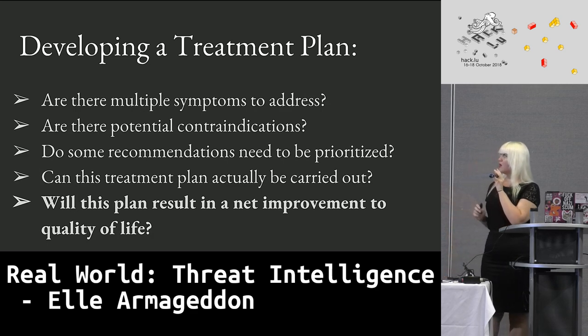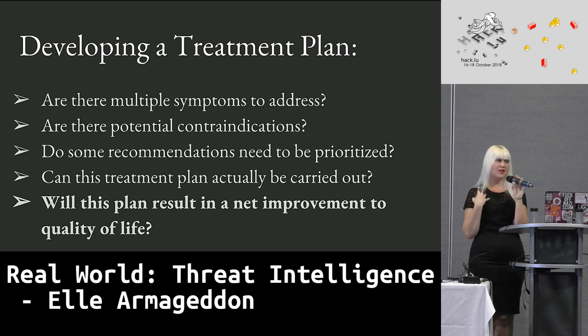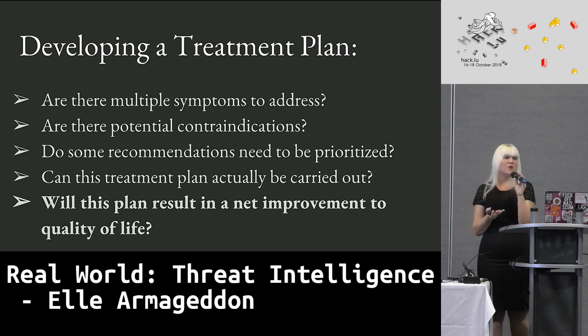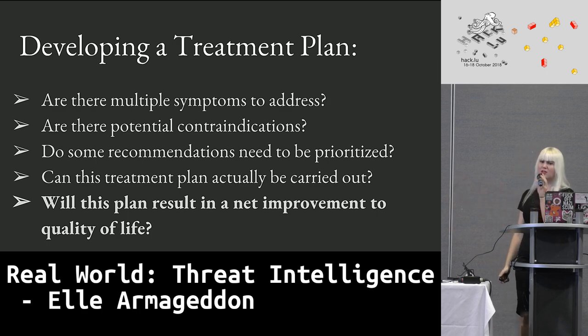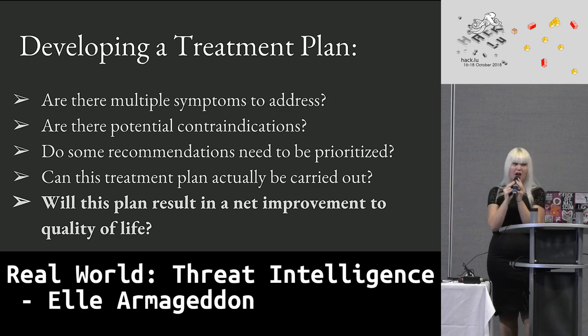So when we're developing a treatment plan, there are a couple questions that we want to ask. One is, are there a bunch of symptoms to address? And do we want to prioritize treating some of them over others? Next is, are there potential contraindications for the treatments that we are recommending?